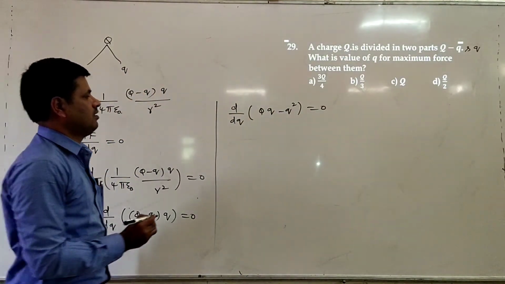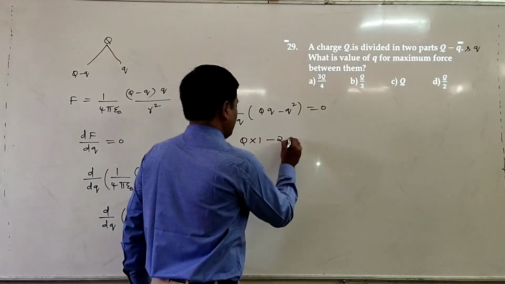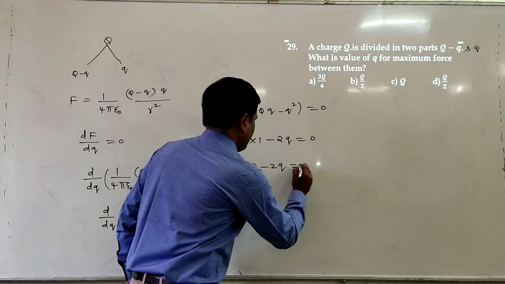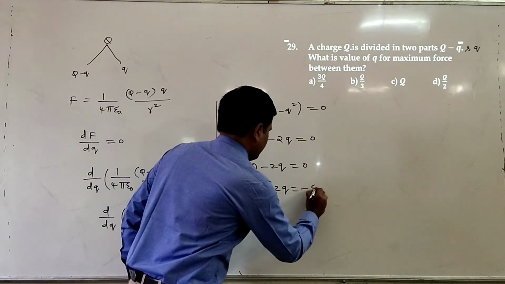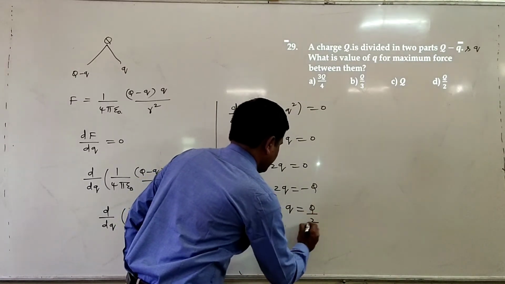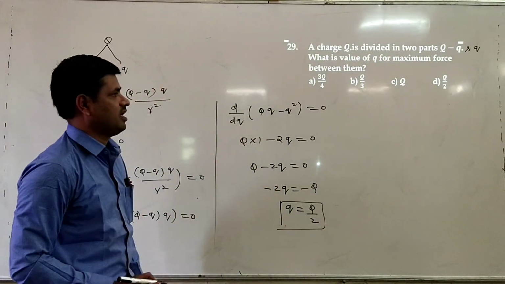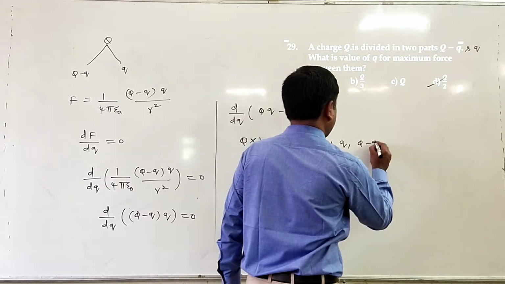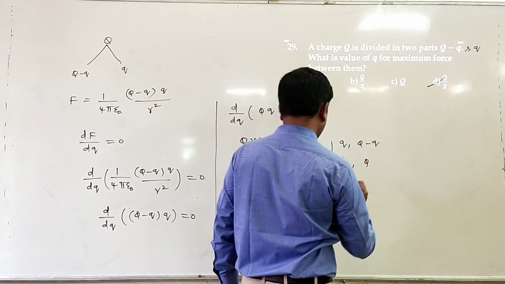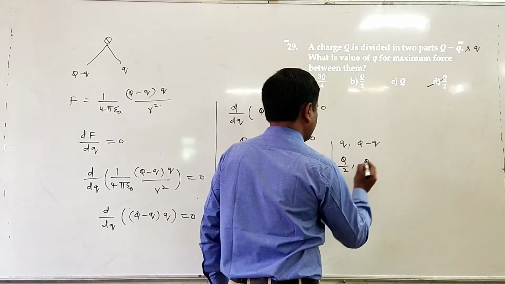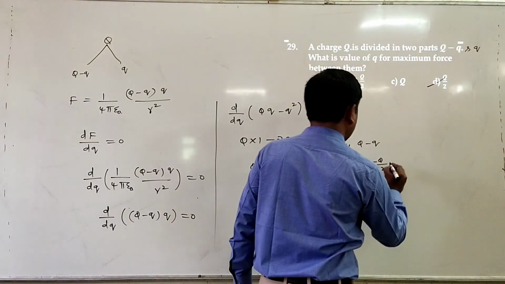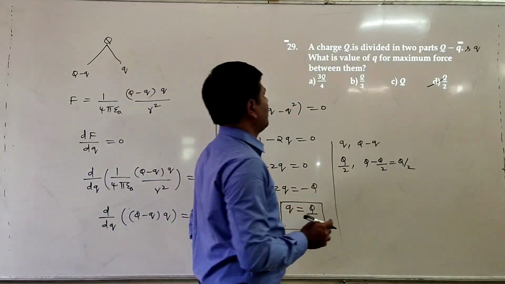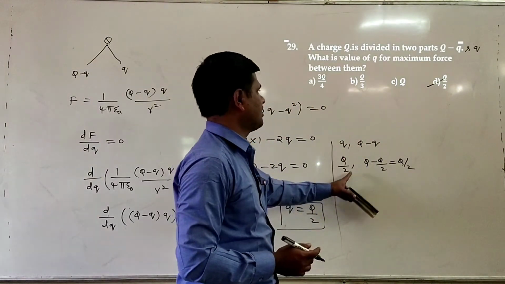Now differentiation of this one means Q into 1 minus 2q equal to 0. Now Q minus 2q equal to 0. Here minus 2q equal to minus Q. Here q is equal to what are we getting? Q by 2. Means the charge q is Q by 2. Another charge, Q minus q, is also Q by 2. One charge is Q by 2, another charge is also Q by 2. What is the value of q asked here? That value is equal to Q by 2.